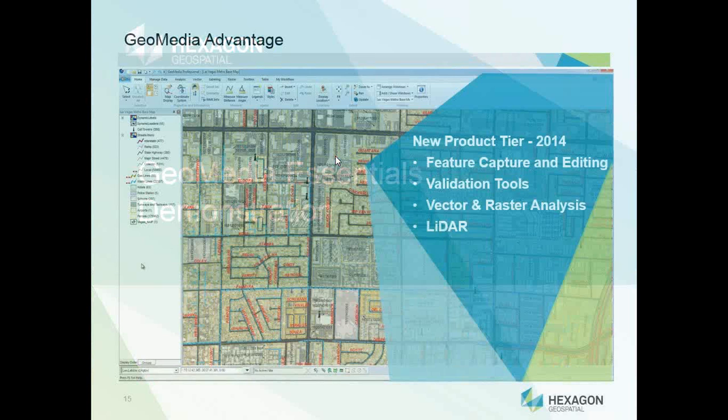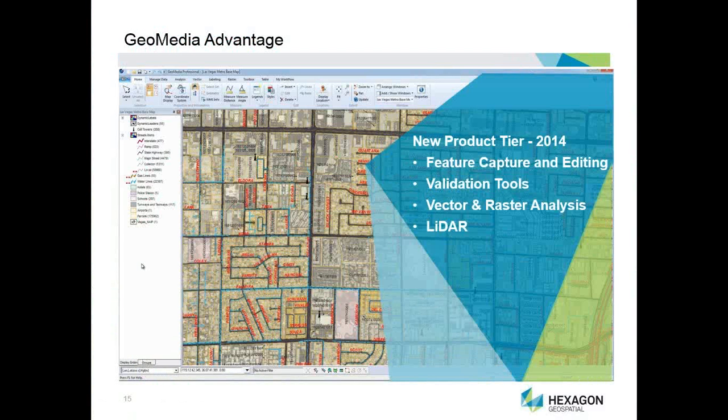Okay, so GeoMedia Advantage, for anybody who's used to the GeoMedia product, is a new product that wasn't available before 2013. And with the 2014 release, this tier has also been enhanced to provide some advanced feature capture and editing tools. Also validation tools that weren't in the GeoMedia product; they used to be in the GeoMedia Fusion product. And also now the ability to do vector and raster analysis and handle LiDAR data. For anybody who is aware of it, this is the old GeoMedia Grid product that is now freely available with GeoMedia Advantage.